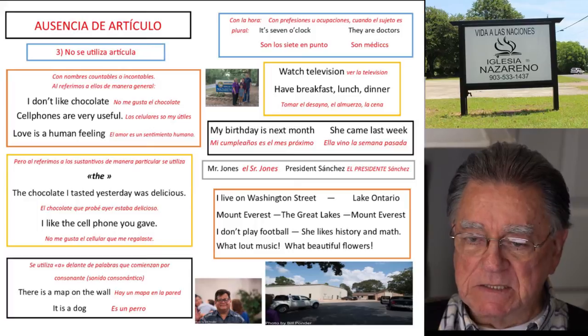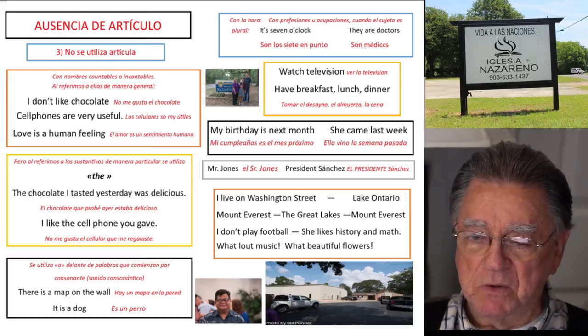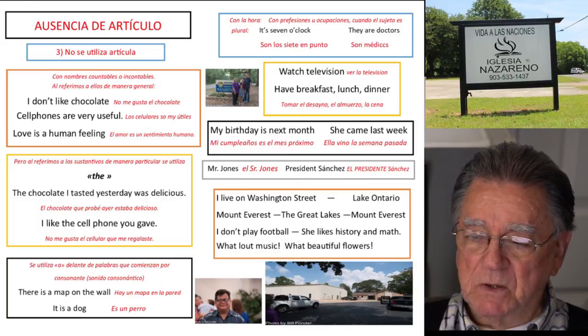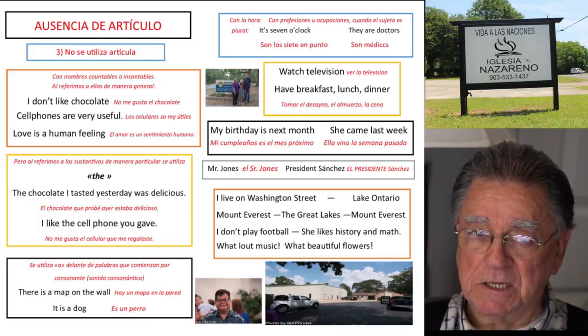Alright, the next little box. My birthday is next month. In Spanish we say, mi cumpleaños es el mes próximo. We don't use "the" in front of the month. We say, my birthday is next month. Then, she came last week. We don't say "the week." In Spanish, ella viene la semana pasada, like you would do in Español. She came last week.